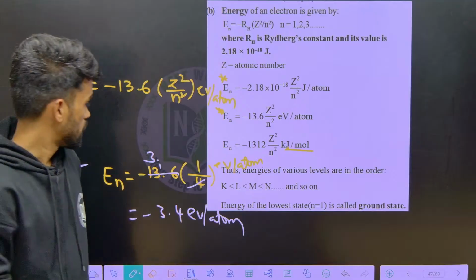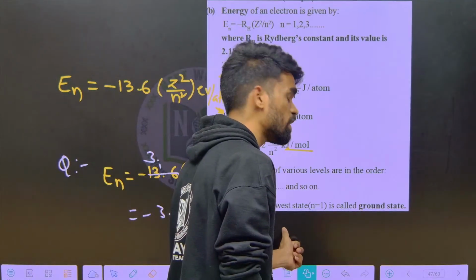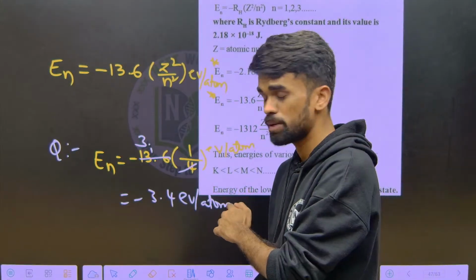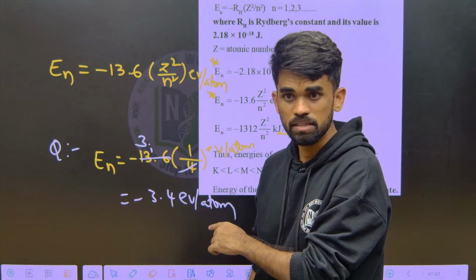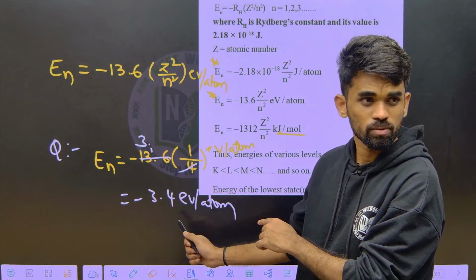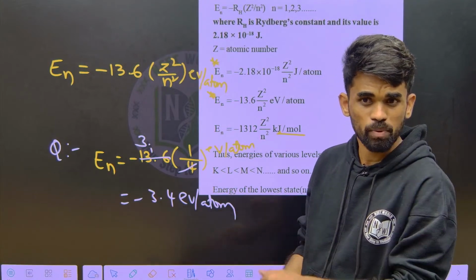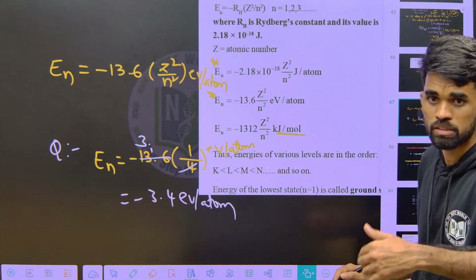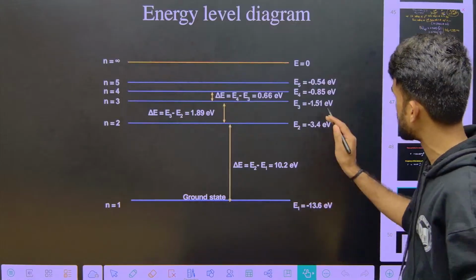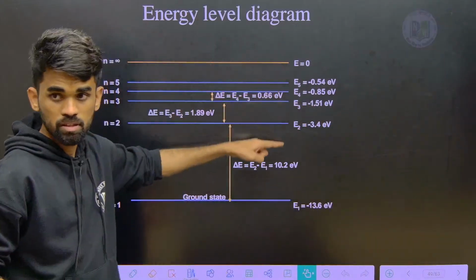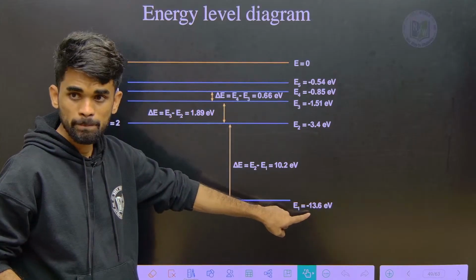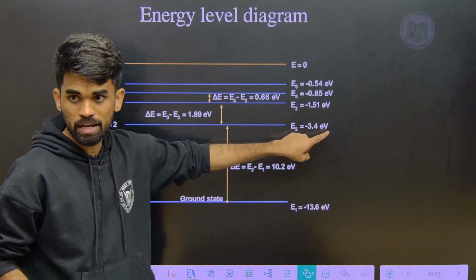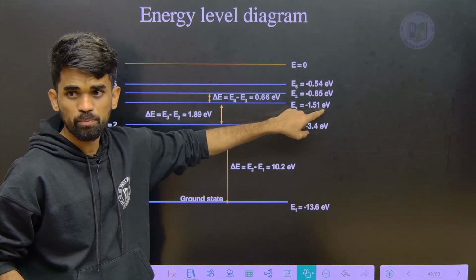Got it? Now for the first Bohr orbit of hydrogen atom, how much? Minus 13.6. Second Bohr orbit? Minus 3.4 electron volt per atom. Like this, if you keep on solving for third, fourth, fifth, you will get values something like this. First one is how much you got? Minus 13.6 electron volt. Second, minus 3.4 electron volt. Third, minus 1.51 electron volt.